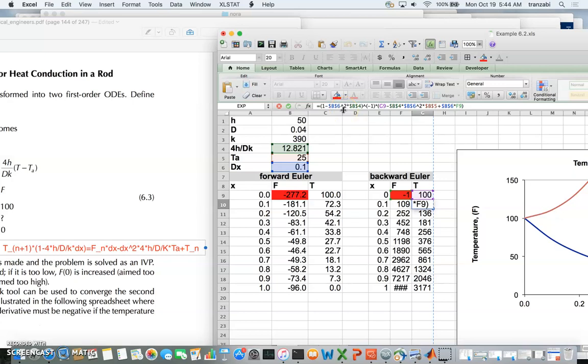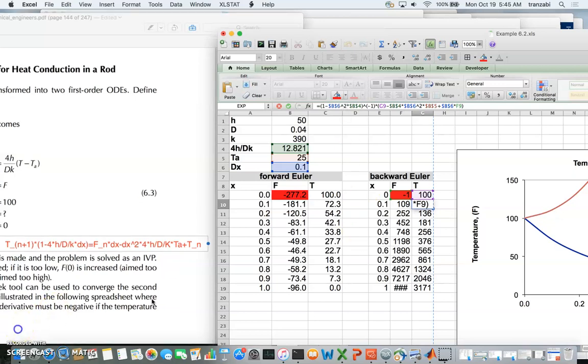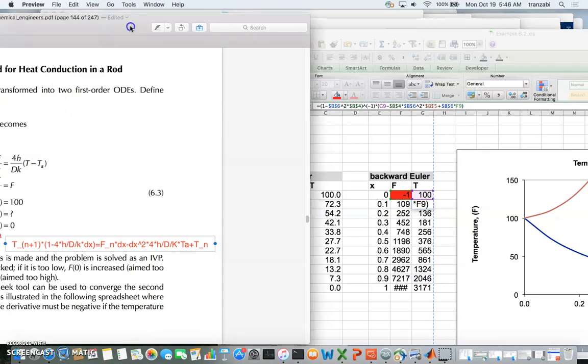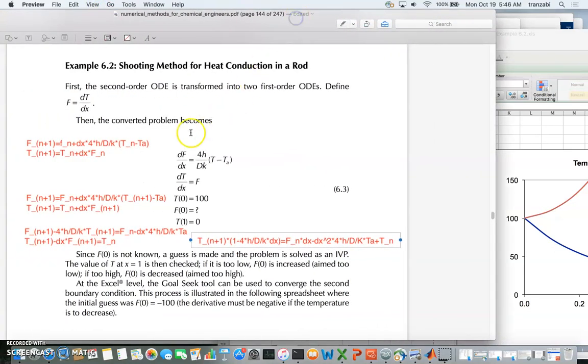Let me see here. Okay, so there's a typo here actually. Let's double check. When I moved my Tn plus 1 to the left side, I forgot a dx here. So there is a dx missing right here. So I'm going to multiply this by dx times that. Okay, now this equation is correct.